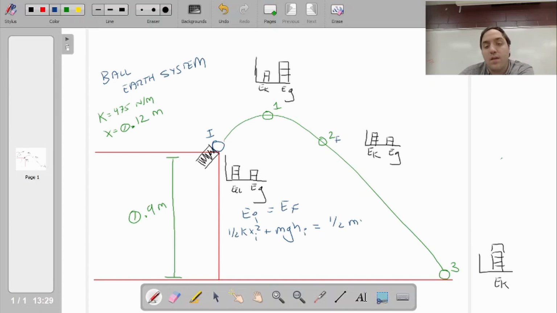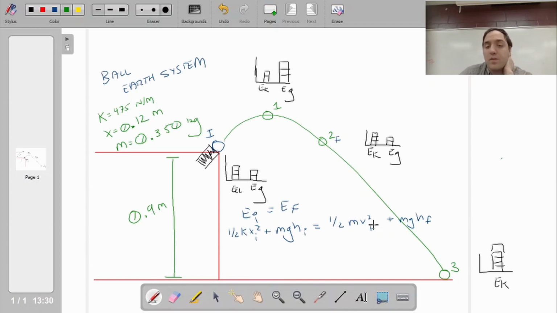1/2 mv squared final for the EK plus mgh final for the EG. Now, because these are the same height, I know that these will cancel out. I'll leave the numbers in for right now so we can see them. The only thing we're missing is the mass of the ball. Then we could go forth and solve it. So let's go ahead and assume the mass of the ball at this point. I've been talking about tennis balls. I don't see any reason to stop. There we go.